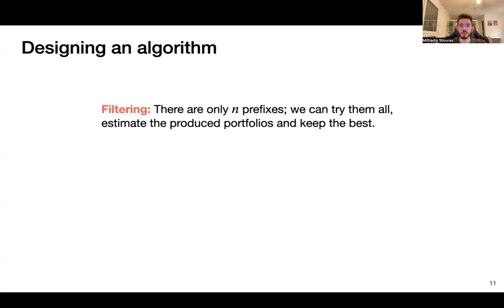So this is actually good news because there are only n prefixes of the ground set. So instead of trying to figure out a complicated rule to filter out elements, we can simply try all prefixes, create n portfolios, and after we have created our portfolios, we can estimate their values by sampling the Bernoullis ourselves. We can do this to a satisfactory degree by only taking polynomially many samples. And then we can simply keep the best one of the portfolios, right? So in other words, we can forget about the filtering rule.